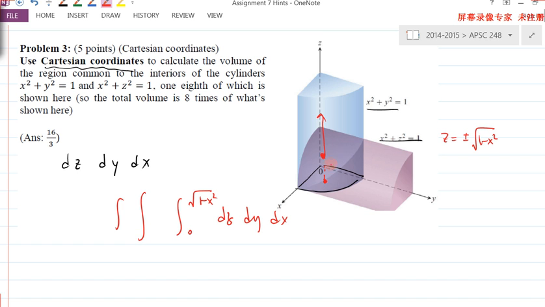Then dy dx. This is the shadow right here, so draw arrow lines in the y direction. First is 0, second is this portion of the circle here, so y equals positive root of 1 minus x squared. Sweep these arrow lines across this shadow, and that's 0 to 1 for x min and x max. Then times 8, and you should get the volume of this object here.